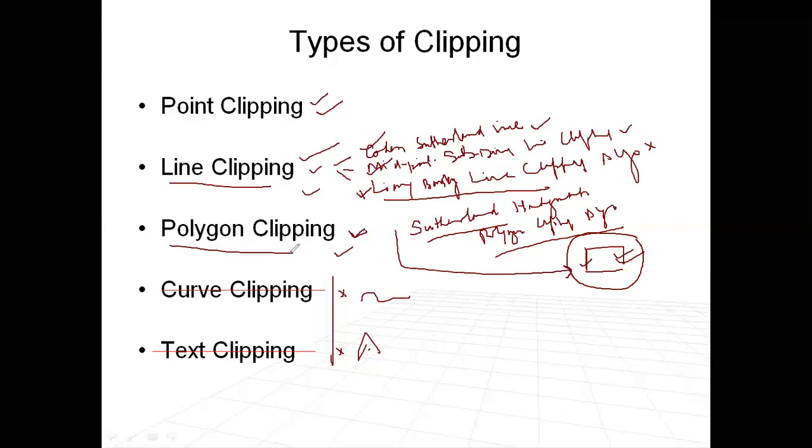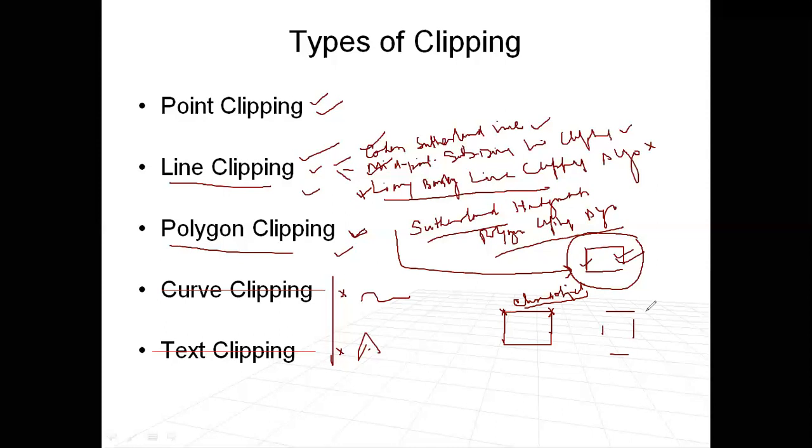Okay, so if we have a polygon and I apply the line clipping algorithm on it, meaning I take it line by line, this will not lead to a closed object. It will not give you the closed object after clipping. Individual lines will be clipped.